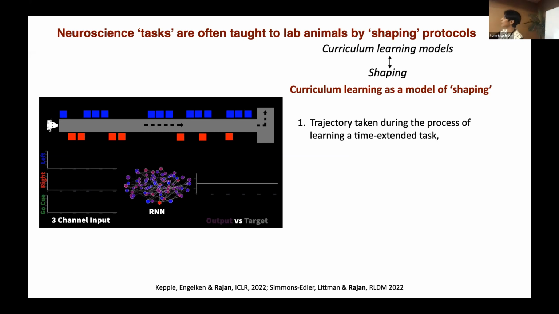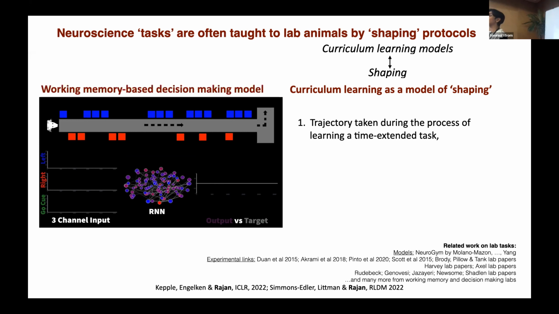So, I want to pick a task. I want to model the trajectory during the process of learning a time-extended task. And in the papers that are upcoming and some papers that we've published, we've looked at a battery of different tasks. But let's pick one that's familiar to a lot of us, which is a working memory-based decision-making task. And the reason is because that's taught to animals by a process of shaping. And there's gobs and gobs of data from many different labs on tasks similar to this one.